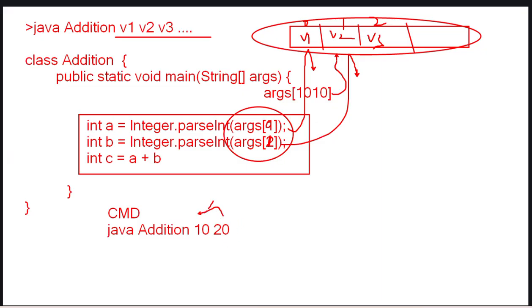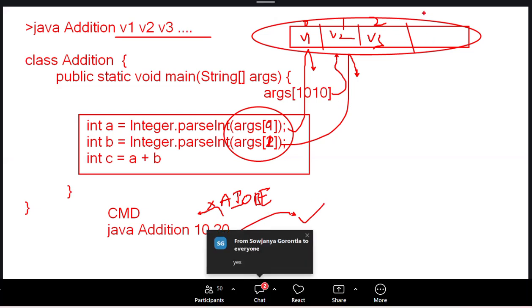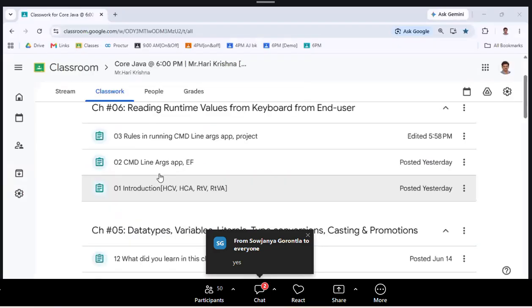Can I pass fewer values than that? No. It leads to an ArrayIndexOutOfBoundsException. Can I pass more values? Yes. The excess values we pass are available in the array object, but are not read in the Java program. Okay. These are the points we understood in the last class.